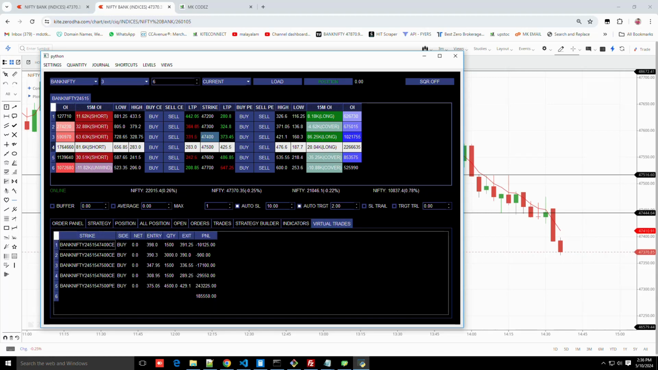Okay, I hope you understand how to place orders using the candlestick patterns, and how to place auto SL and auto target, all these things.